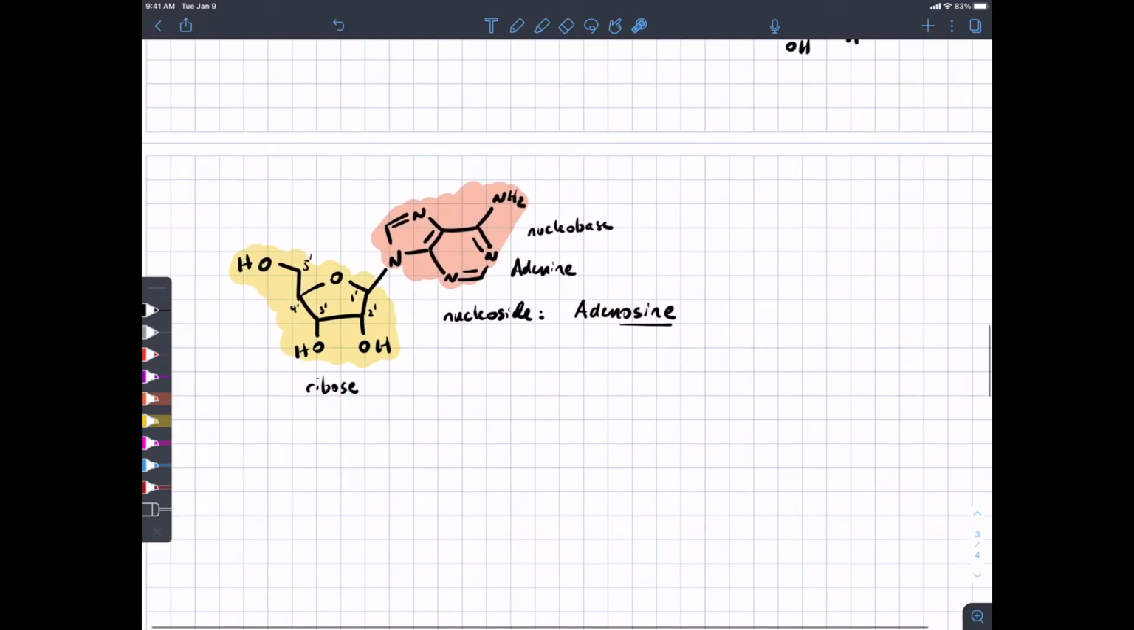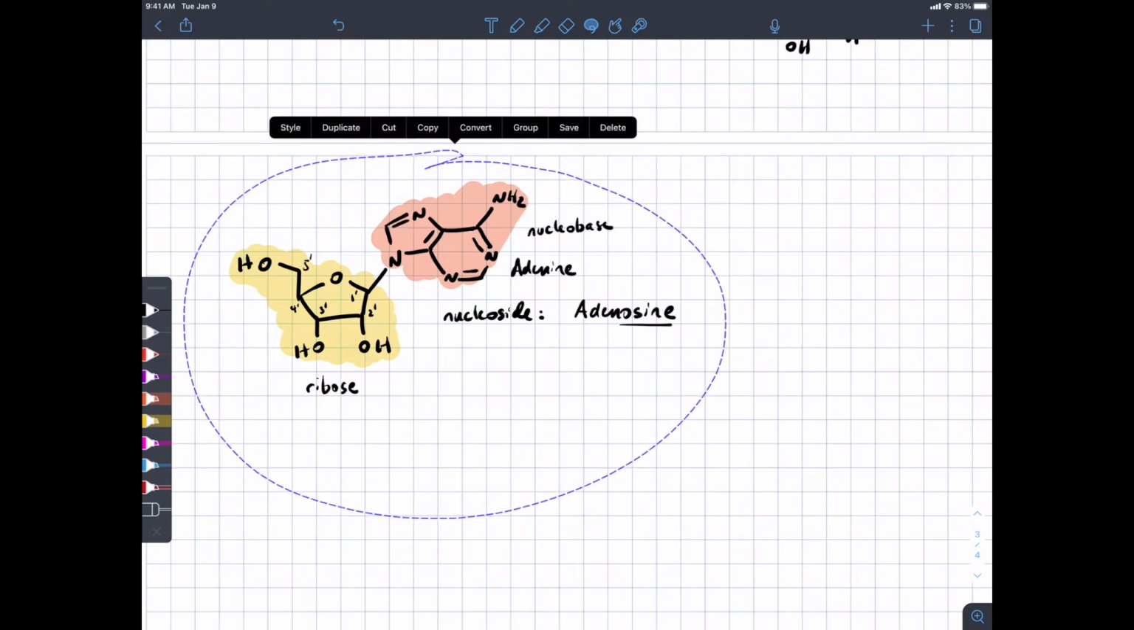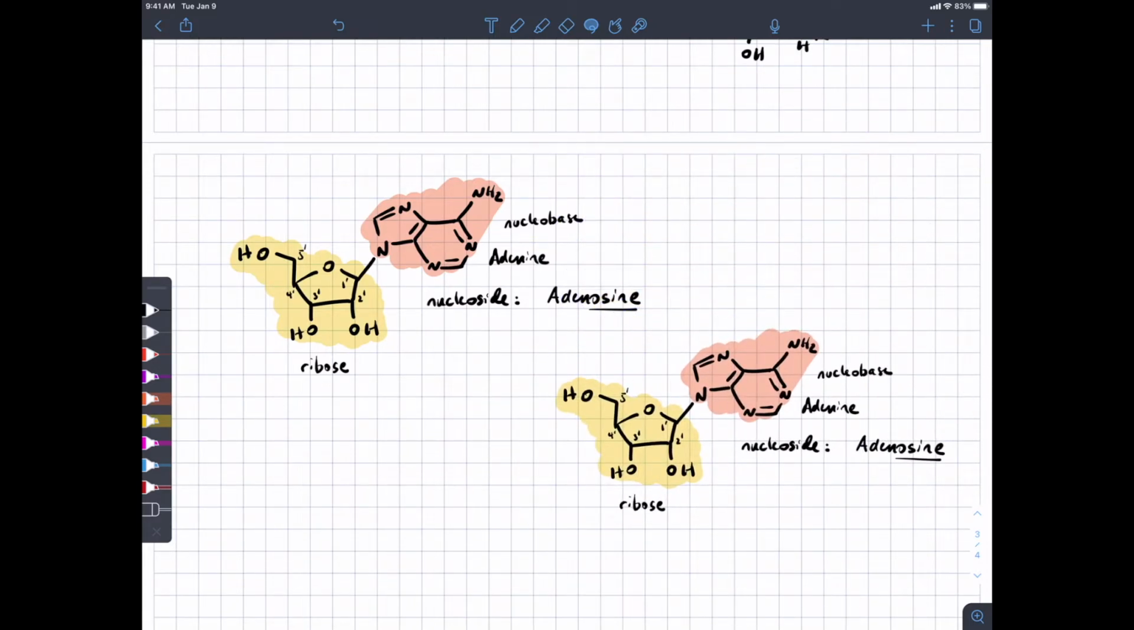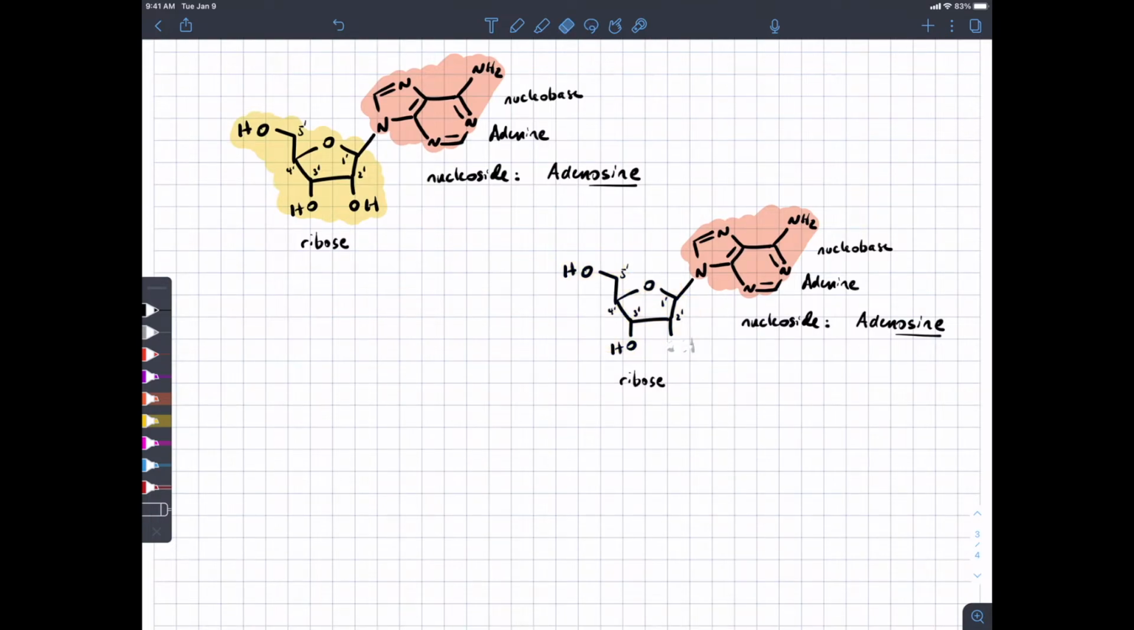Now, there are also deoxy nucleosides, and they differ from regular nucleosides in that the ribose ring is missing an OH group. So if we remove the 2' OH group, we now call this deoxyribose, and we would call the nucleoside deoxyadenosine. And the deoxy reflects the fact that there is no OH group on the 2' carbon. By the way, this deoxy, that's the D from DNA. Whereas the R in RNA comes from the fact that you have the OH group there, so you're dealing with ribose.